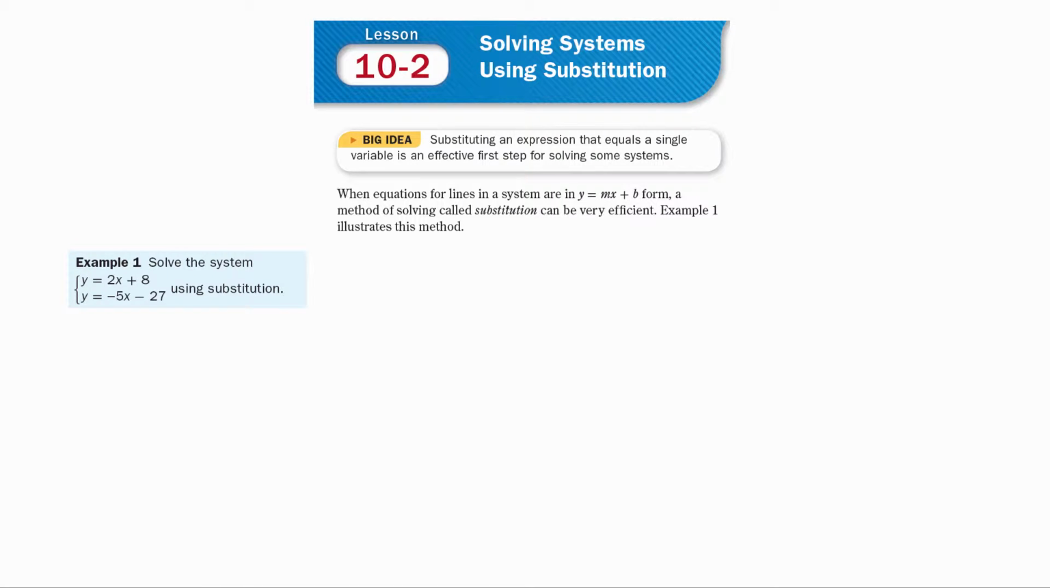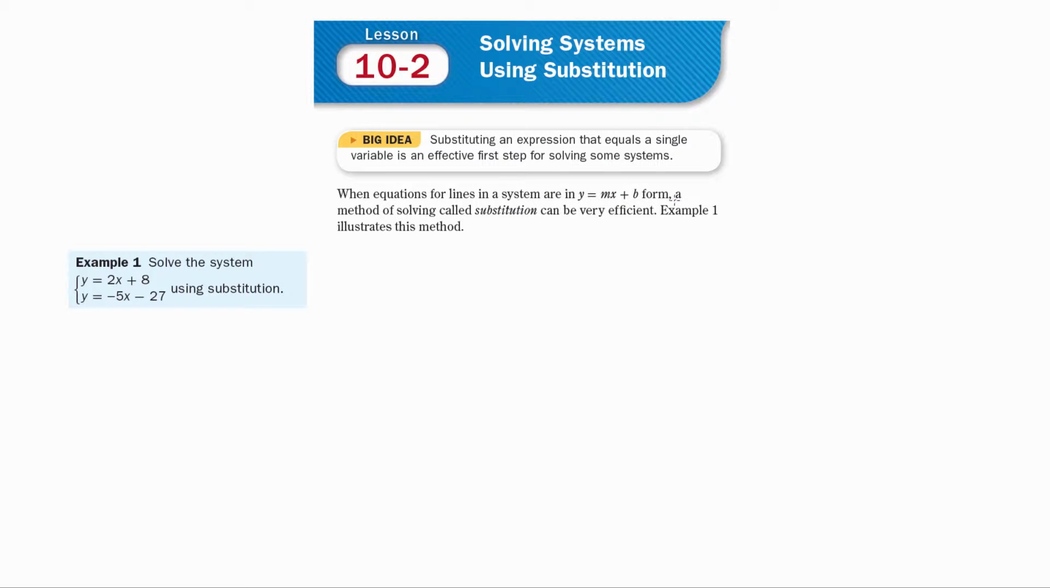Welcome to 10-2, Solving Systems Using Substitution. I'm pretty sure some of you saw how in the previous lesson you could have substituted and solved that way. You may have recognized it. We're going to go through it in a little bit more detail here. This is a way to take a system, and if you can isolate one variable or the other and make it equal to something, then you can use that as a substitution.